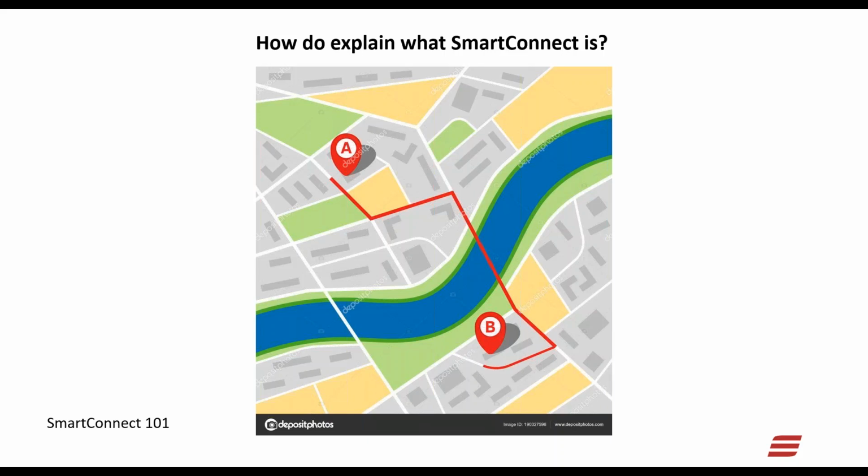And if you can, I'm a very visual person as well. So if you can tell them to picture, let's say Google Maps, for example, if you're going from point A to point B, how are you going to get there? Okay, you need a car or a bus or a train if you want to be efficient, right? Think of SmartConnect as your car or your bus. So yes, you could walk from point A to point B, but there's a lot more effort and it's going to take you a lot more time.